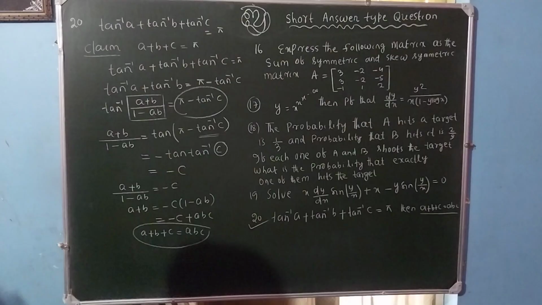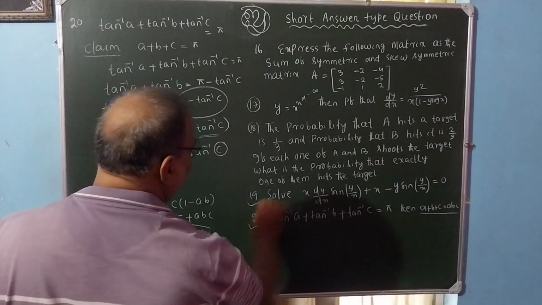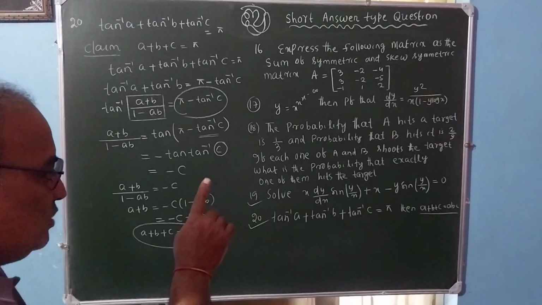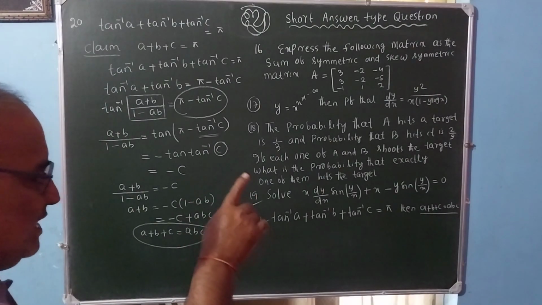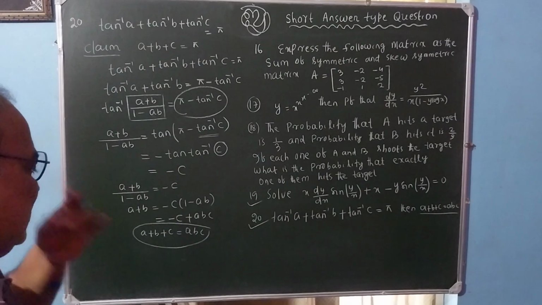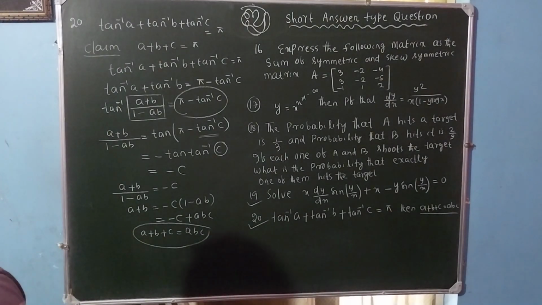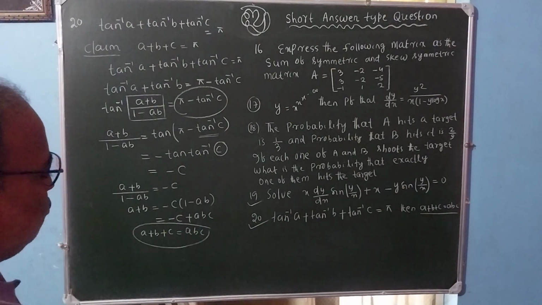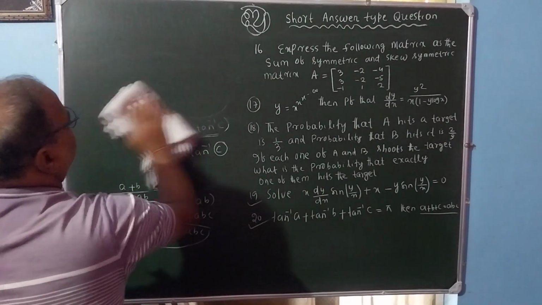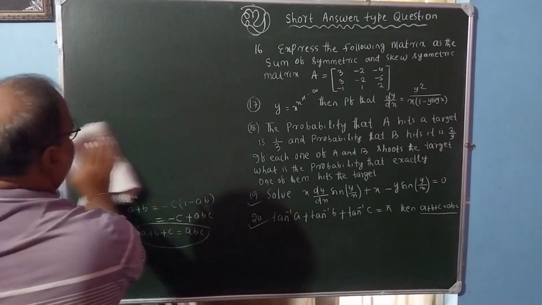Now we have to work out question number 19. Solve x dy by dx into sin y by x plus x minus y sin y by x is equal to 0. So this is the differential equation. So we have to solve question number 19. Write down question number 19.